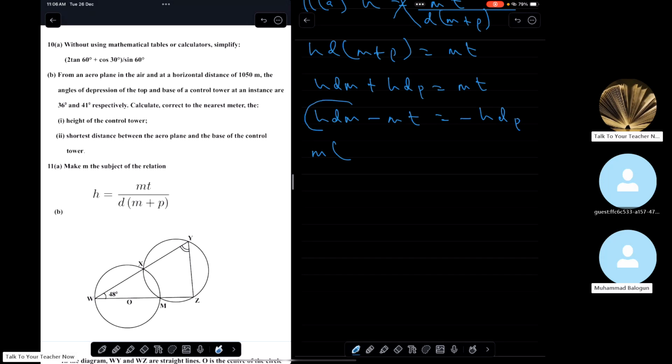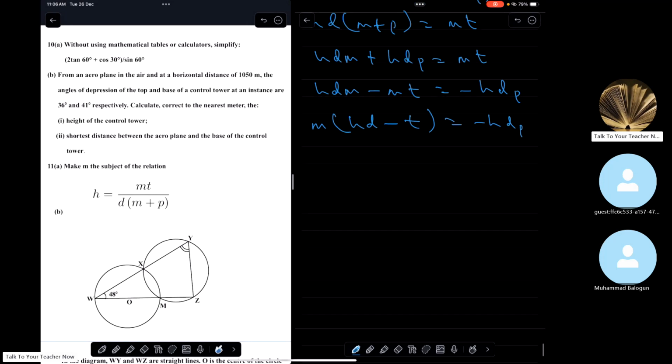Yes, we are factoring M out of it. HD minus what? T minus T equals minus HDP. Beautiful. So now what do we do to get M? Can you tell me what M is now? M is therefore equal to what? Mohammed, can you tell me?